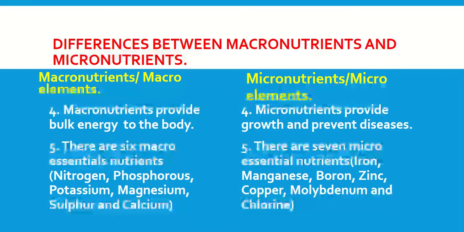Number 5, there are 6 macro essential nutrients, which are nitrogen, phosphorus, potassium, calcium, and so on. While in micronutrients, there are 7 micro essential nutrients, which are iron, manganese, boron, zinc, and so on.